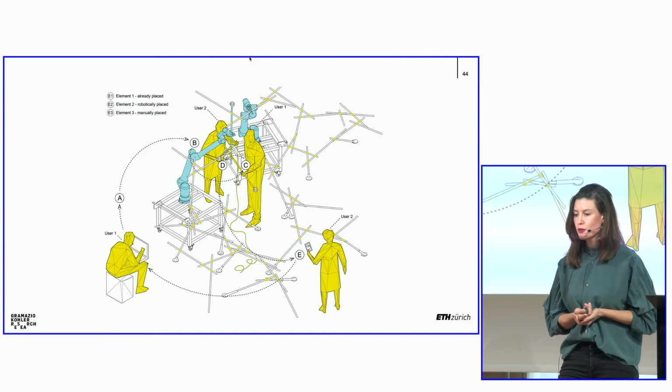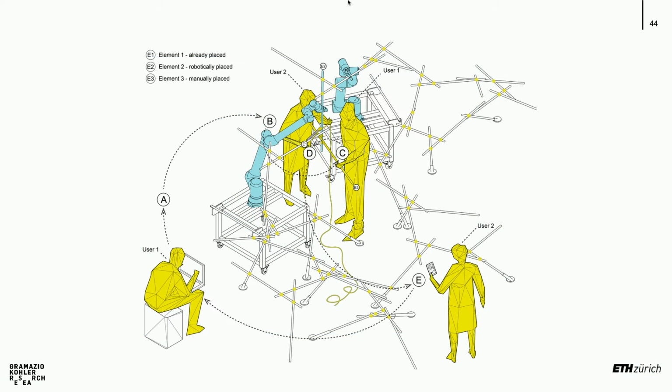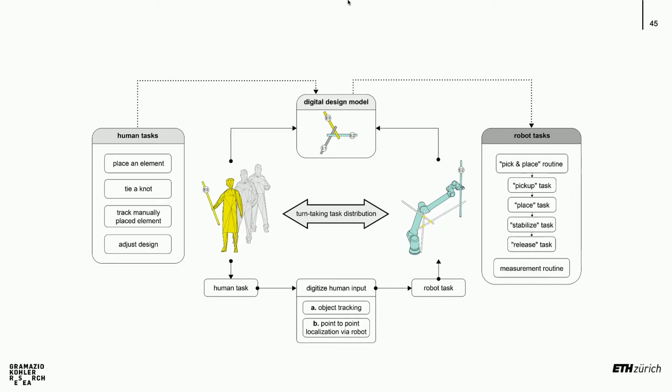And to enable such a cooperative assembly workflow, we developed a system that consisted of 5 turn-taking tasks between 2 humans and 2 robots. So that meant that humans were able to initiate design and assembly cycles that then were continued, assisted, and completed by the cooperating robots.